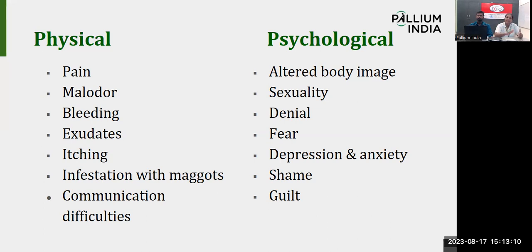And this guilt will also be linked to the other dimensions. Because of this problem, I am unable to go to work, and I cannot feed my family and all. So this kind of thought process will be there. So psychologically, he will be disturbed, right?